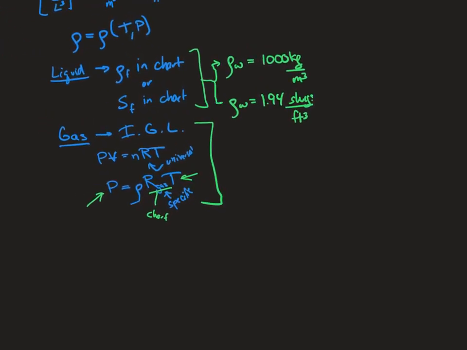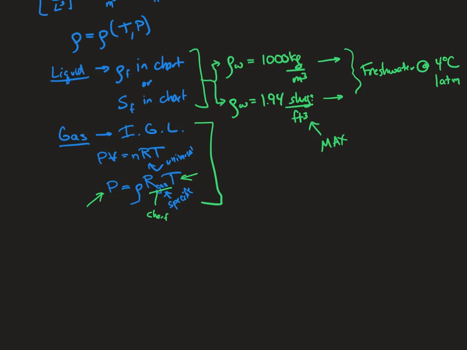Now you'll say, wait, but you said it's a function of temperature, and it is a function of temperature. So this is for fresh water at 4 degrees C and 1 atmosphere. This is essentially the maximum density of water.